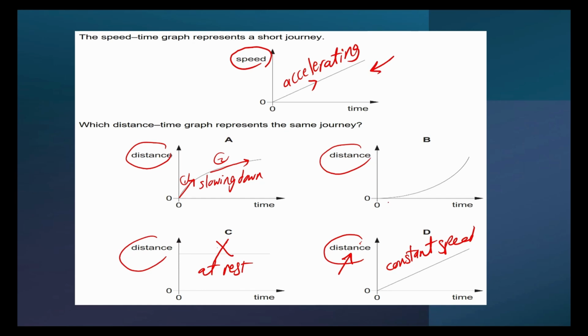Look at B. Here, this one is less steep than this one. This means what? This means that the speed here in 1 is less than in 2. This means the object is accelerating. So in B, it is the correct answer.